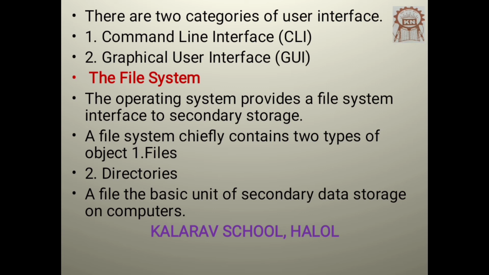Next, the file system. The operating system provides a file system interface to secondary storage. A file system chiefly contains two types of objects. First, files, second, directories. A file is the basic unit of secondary data storage on computers.